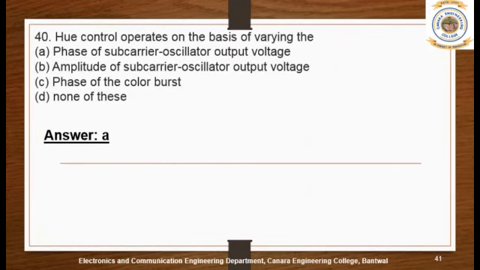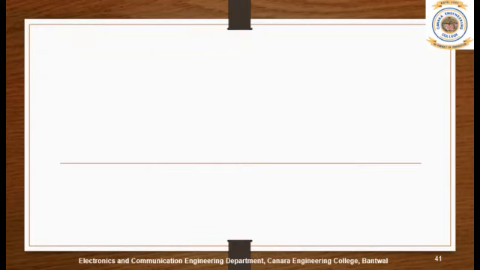So hue control operates on the basis of varying the phase of subcarrier oscillator output voltage. So this is a known thing. Phase of the subcarrier oscillator output voltage is the controlling of hue and saturation we come across when we go with any television system or a CRT. So hue control operates on the basis of varying this phase of the subcarrier. So the rest cannot be considered.